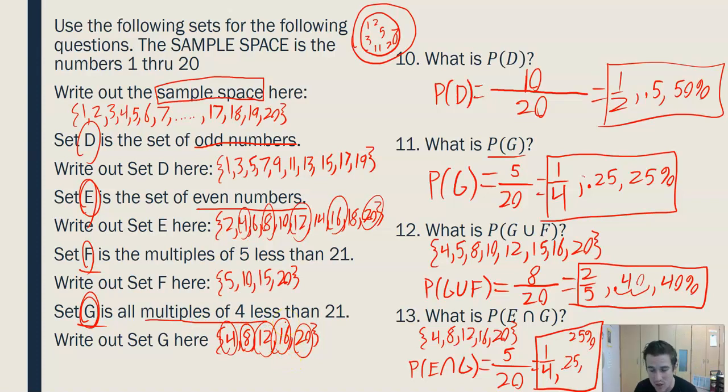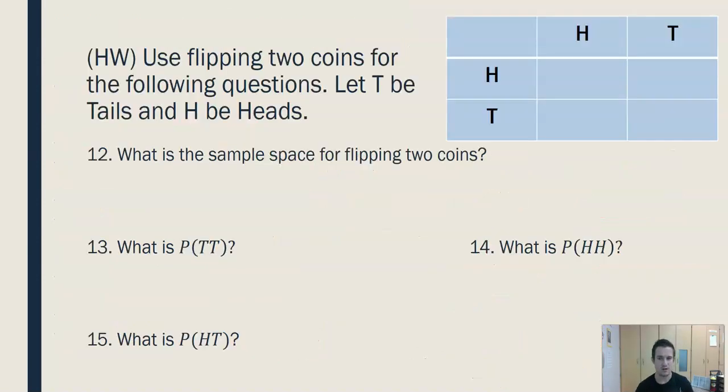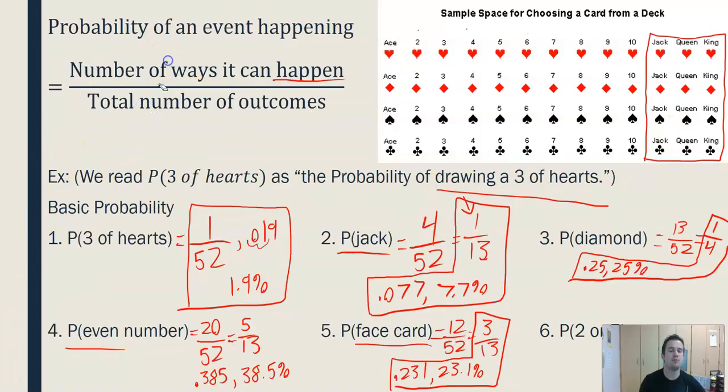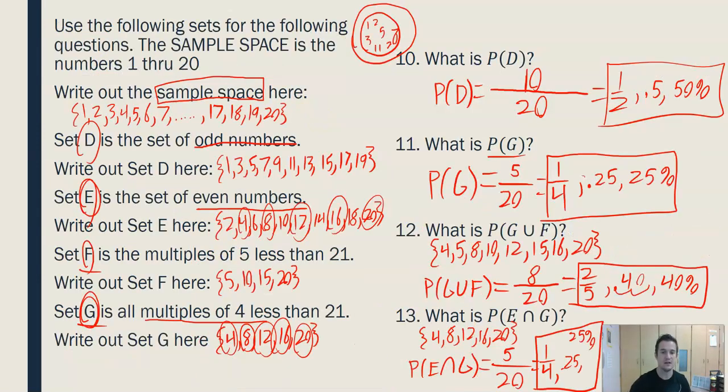Okay, so that's what we're talking about when we're combining what we've talked about with probability with set notation. That's kind of the meat and potatoes of this lesson. The big thing to remember is that the probability of an event happening is the number of ways it can happen divided by the total number of outcomes. That's how we define a probability.